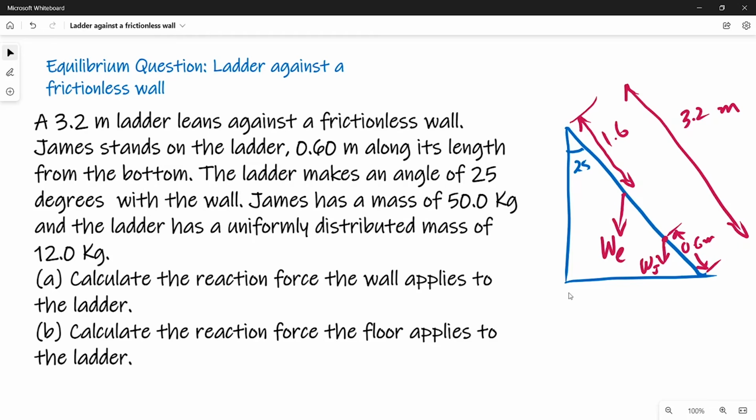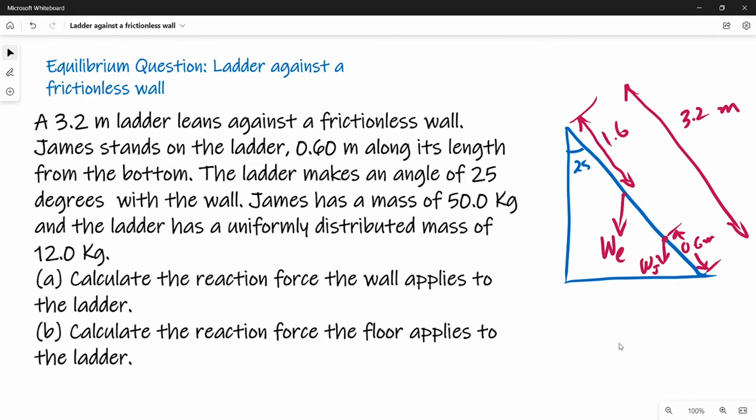So the first question is, calculate the reaction force the wall applies to the ladder. And the second part is, calculate the reaction force the floor applies to the ladder. So these are two questions. And I just drew this figure.